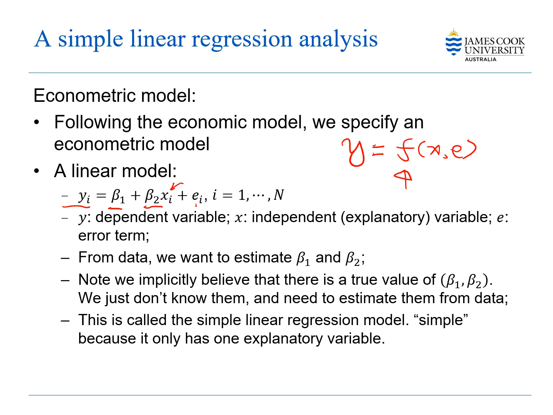So by specifying this econometric model, we are assuming that there is a true value of beta 1 and a true value of beta 2 that generate the data we have in hand. So maybe beta 1 is equal to 0.2, beta 2 is equal to 0.8, but we don't know them yet. So we want to use data to estimate what beta 1, beta 2 should be. This model is called a simple linear regression model. It is simple because it only has one explanatory variable, which is X, household income. That's why it's called simple.